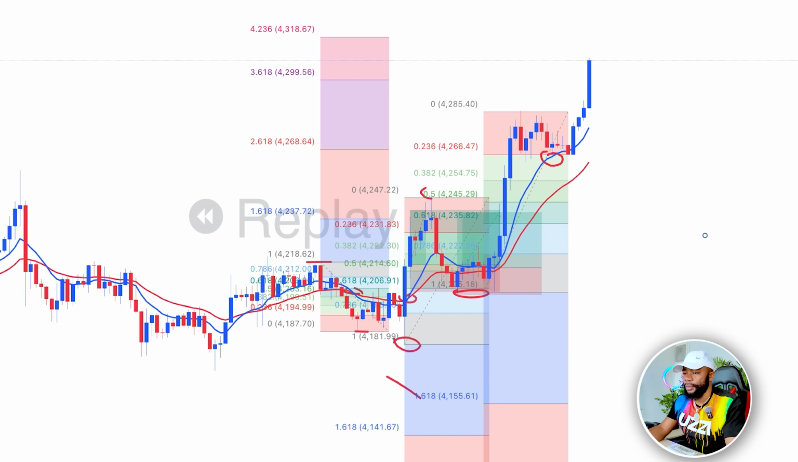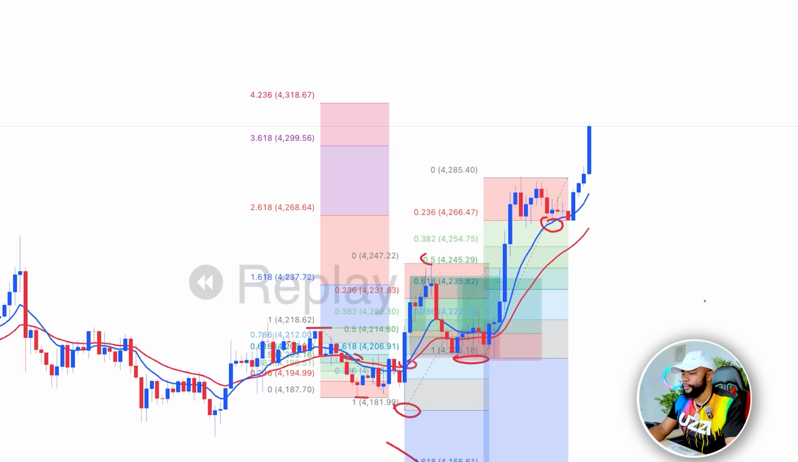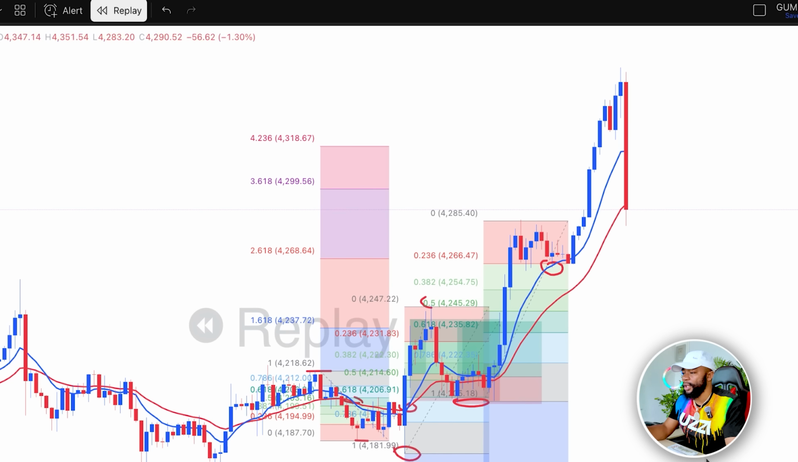So let's go. Perfect. Okay, it didn't print. It needs to actually start pulling against us, and then we're going to plot in our Fib.